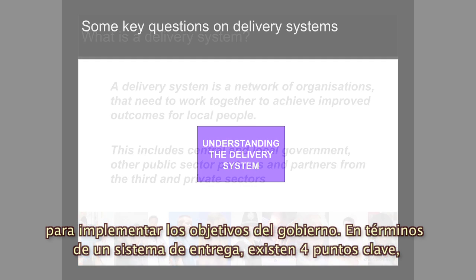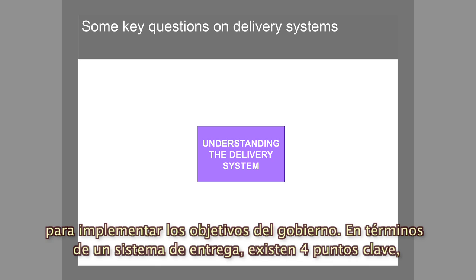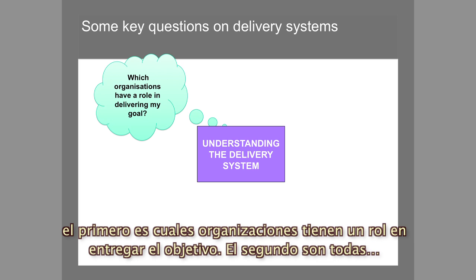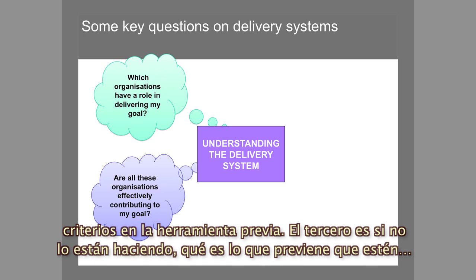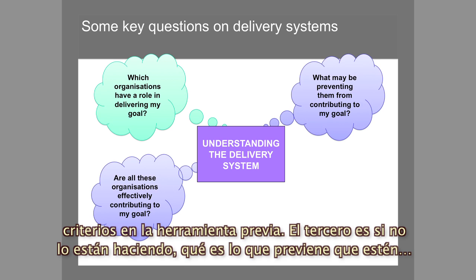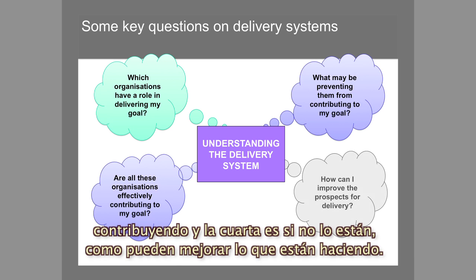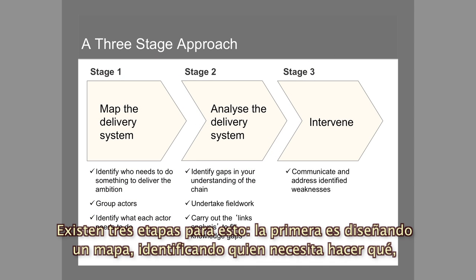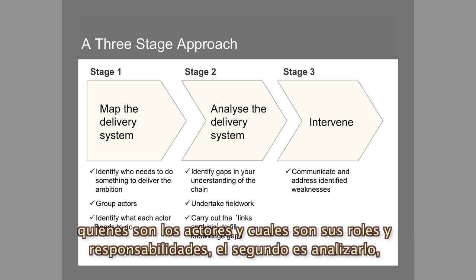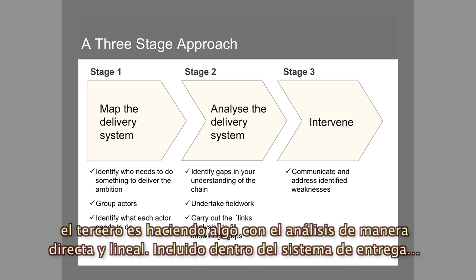In terms of a delivery system, there are four key questions. The first is which organizations have a role in delivering whatever the goal is. The second, are all of those organizations effectively contributing to that goal? And we looked at some of the criteria in the previous tool. The third is, if they're not, what's preventing them from contributing? And the fourth is, if they're not, how can you improve what they're actually doing. There are three stages to this. The first is coming up with a map, identifying who needs to do what, who the actors are, and what their roles and responsibilities are. The second is analyzing it, and the third is then doing something about that analysis. Very straightforward and very linear.